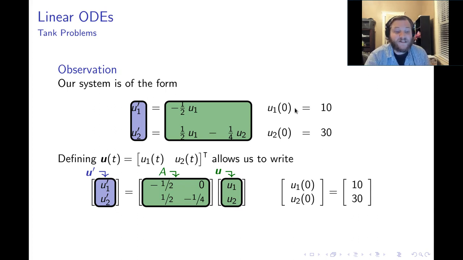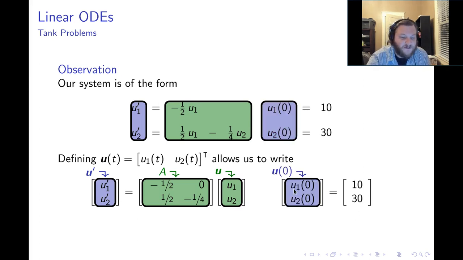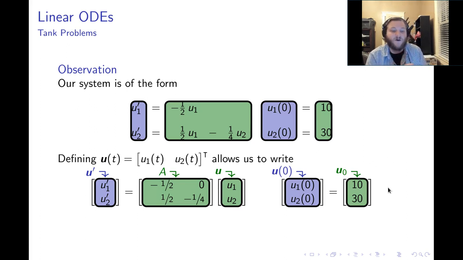I also have these initial values to account for. The initial values are u1 of 0 equals 10, and u2 of 0 equals 30. That can be viewed as one vector equation. On the left here, maybe I can call this bold u of 0. So that would be what I would get if I plugged in t equals 0 into my vector function u. And this is equal to some constant vector, 10, 30. The notation we'll use here is bold u subscript 0. So that's the initial value of the vector u.